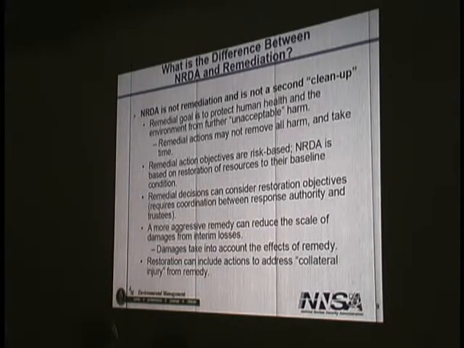What is the difference between restoration or NRDA and remediation? I'm assuming that most of this board understands or knows the concepts behind what Los Alamos is doing in its cleanup efforts. And so what in the heck is restoration? Well, the differences are that NRDA is not remediation, and it's not even a term for like a second cleanup. It's a bit different. It's restoration versus remediation. So a remedial goal is to protect human health and the environment from unacceptable harm. And most of our cleanups at Los Alamos are based on a risk level. We're removing risk to a certain level that the public deems acceptable.